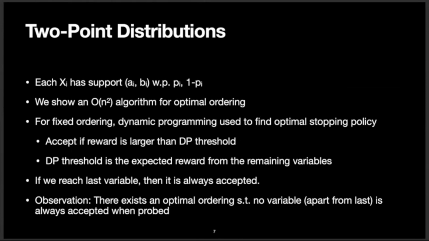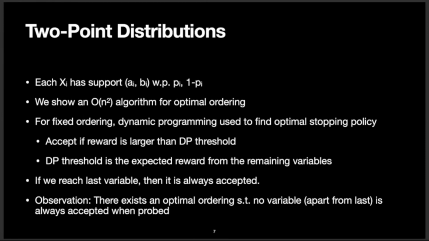So first we'll talk about the optimal algorithm for 2-point distributions. Here, each random variable has support on only 2 points. And we have a quadratic time result for finding the optimal ordering for 2-point distributions.